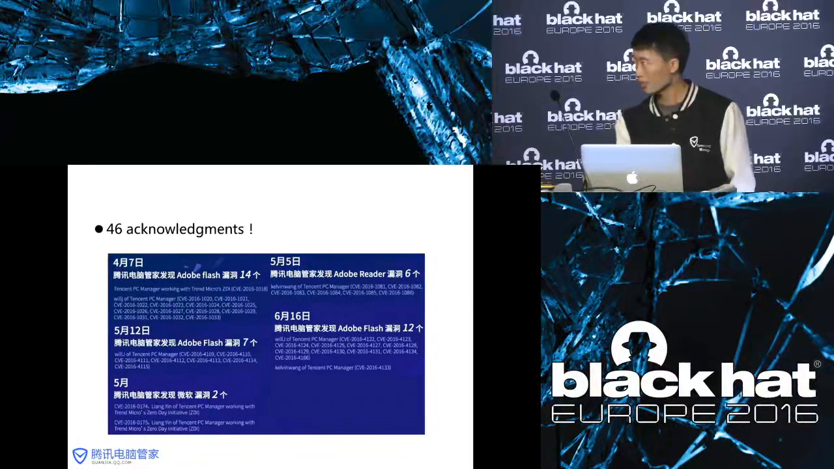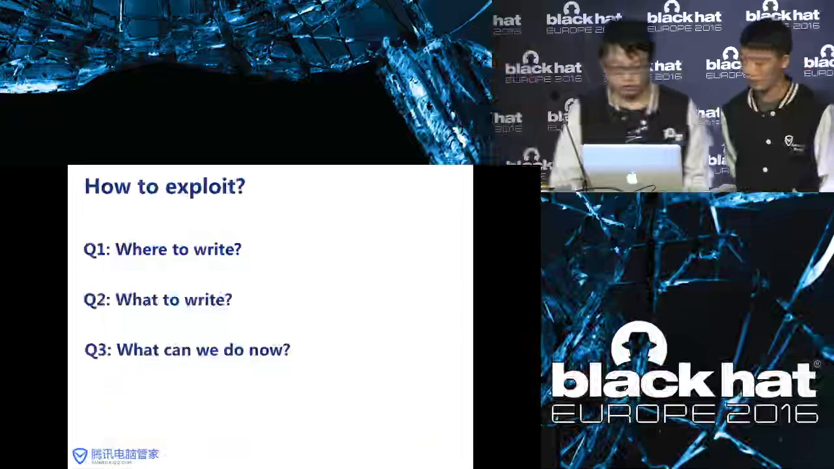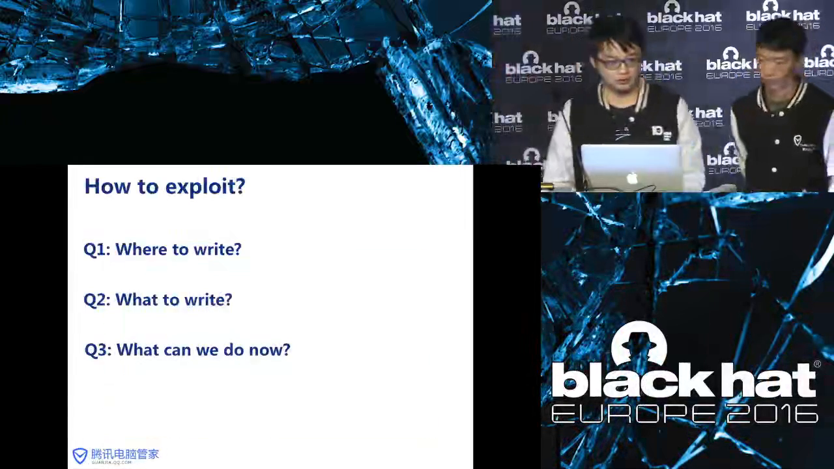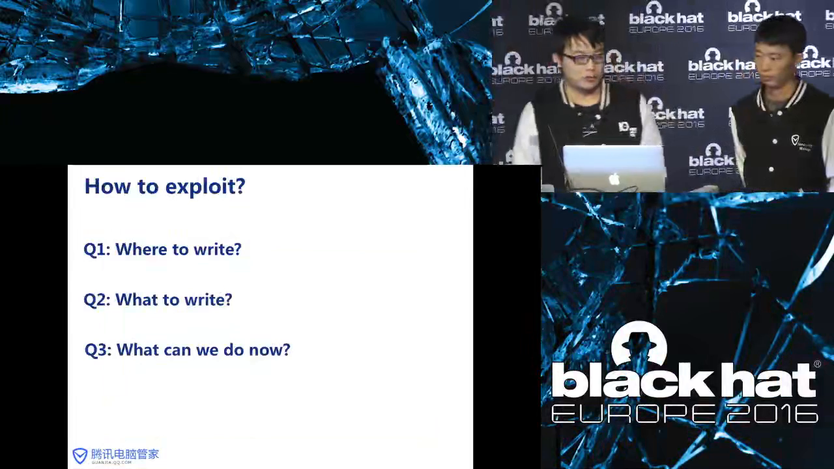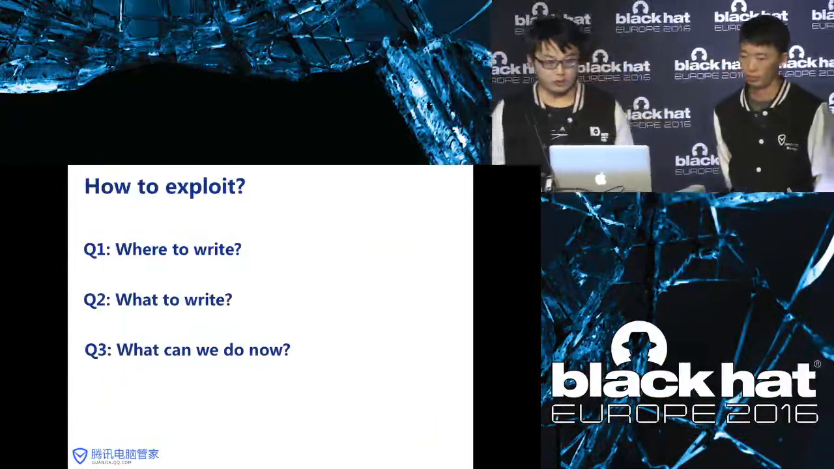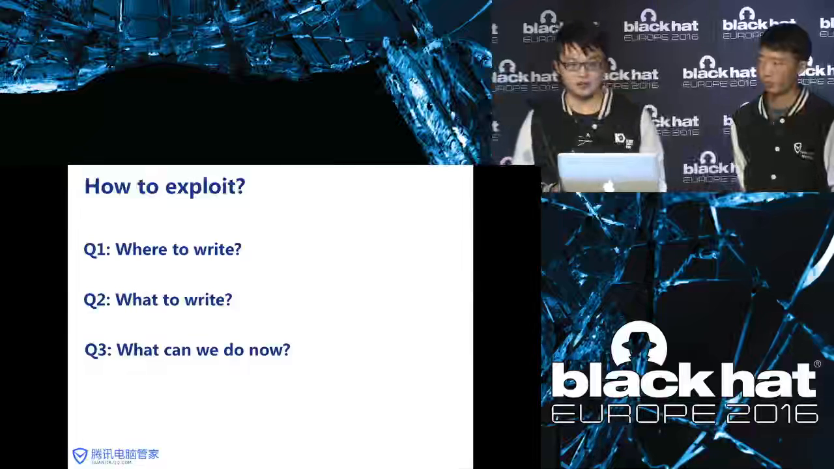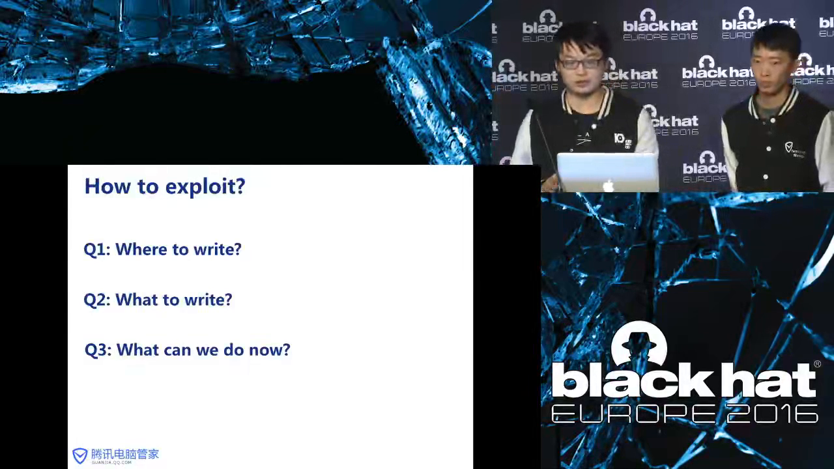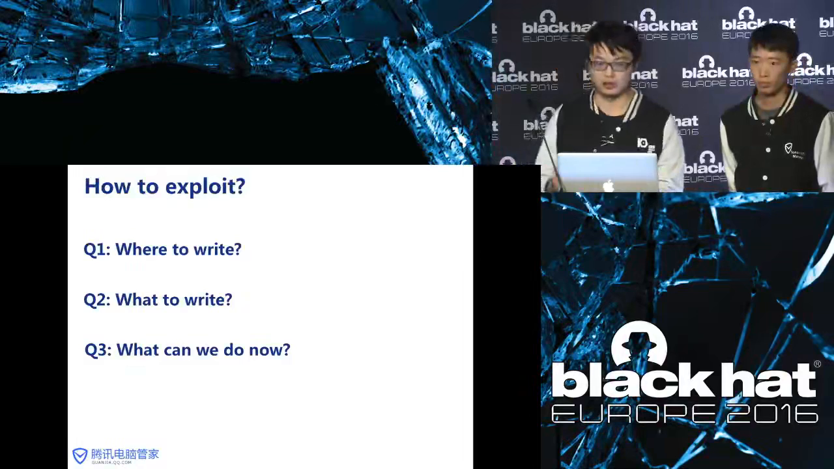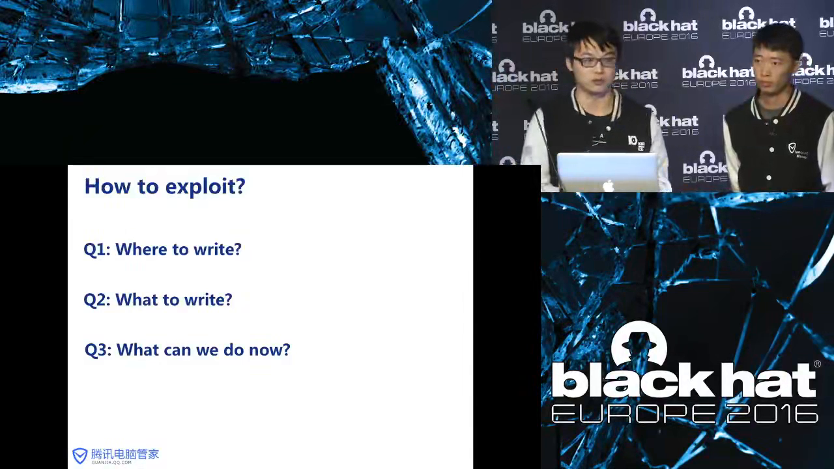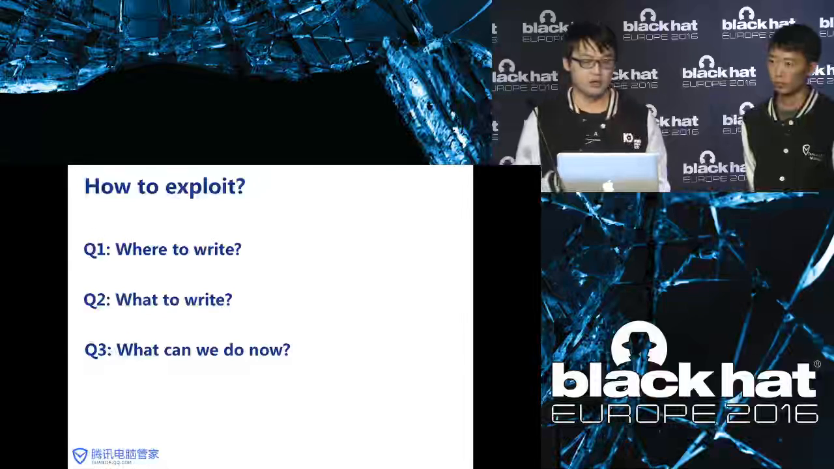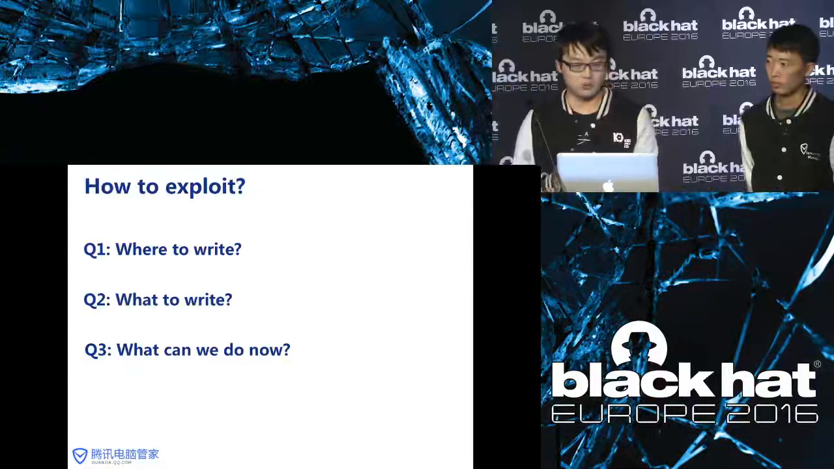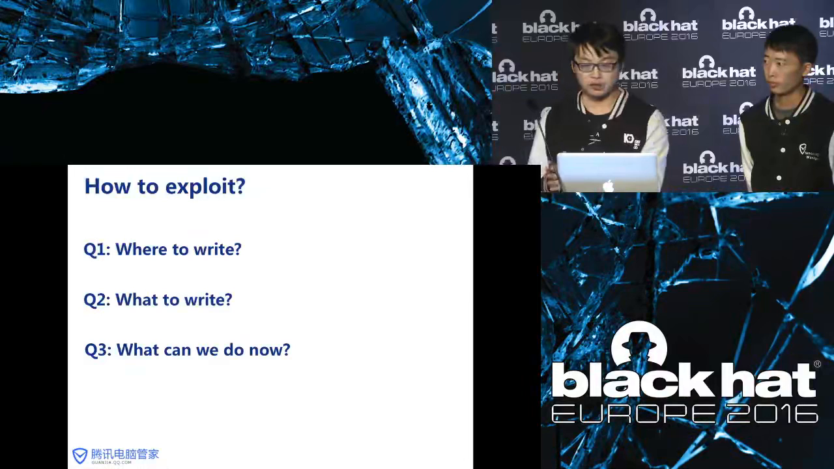Should we start? Okay, so I'm going to introduce the first part, 0 to 1. Basically, if we want to exploit or attack programs in user space or in kernel space, we have to deal with 3 problems, right? The first one is where to write, the second one is what to write, and the third one is what we can do right now.